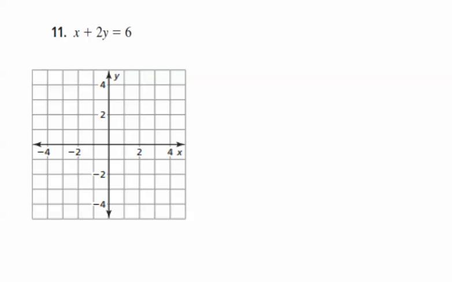Alright, let's talk about problem number 11. Now, one thing that I would mention before I go any further is this, that we never want to forget what we've learned in the past. And in the last section we learned about equations that were in standard form. So standard form again is ax plus by is equal to c. And if you look at this particular equation, it is in standard form.